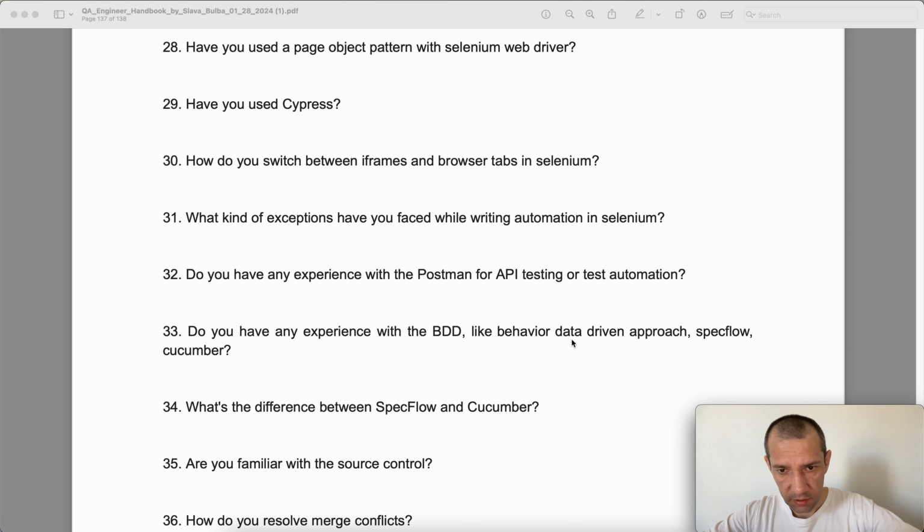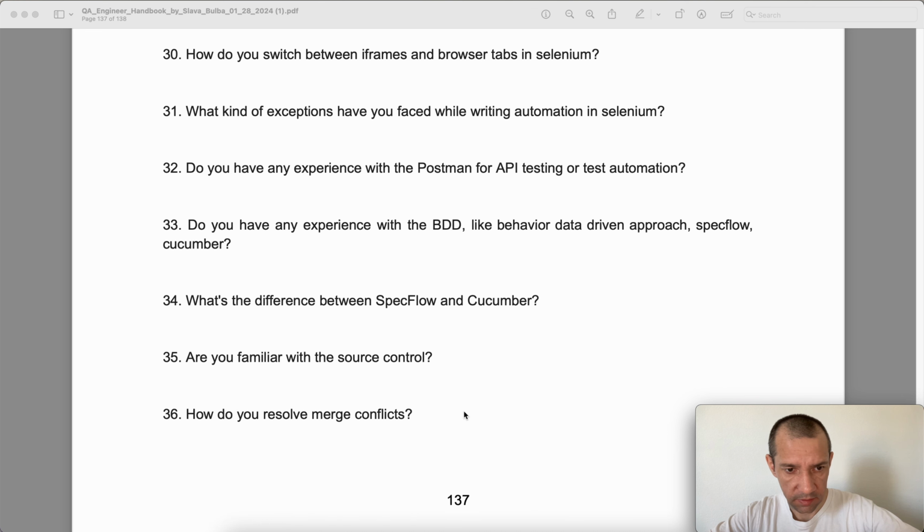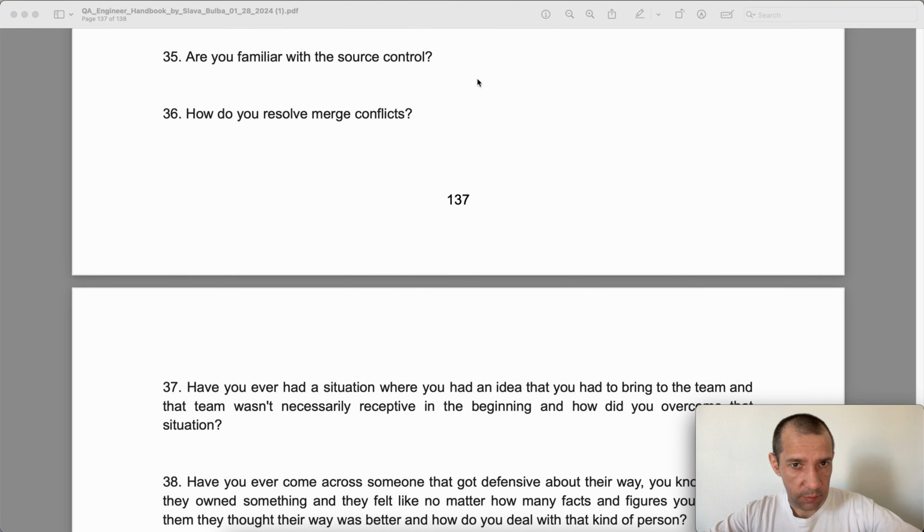Do you have any experience with BDD, behavior-driven approach, SpecFlow, Cucumber? What's the difference between SpecFlow and Cucumber? So basically Cucumber uses regular expressions to parse keywords. SpecFlow uses something that is called attribute-based parsing. Are you familiar with source control? Yes, Git. How do you solve merge conflicts? Just look at them, take them one by one.